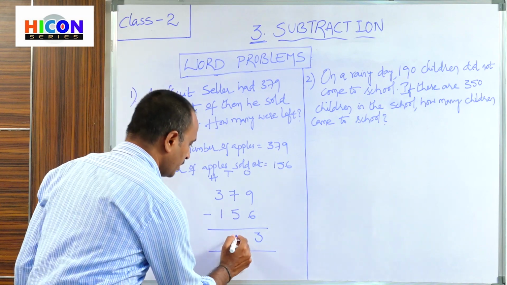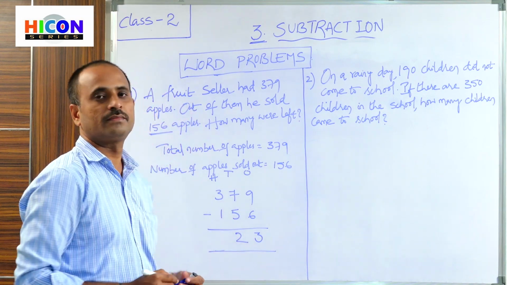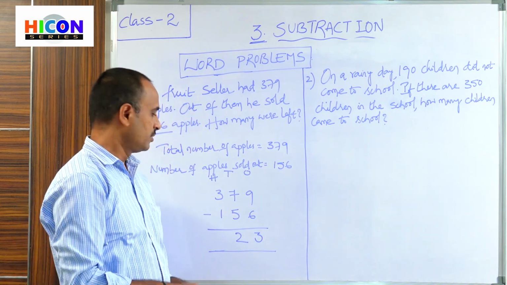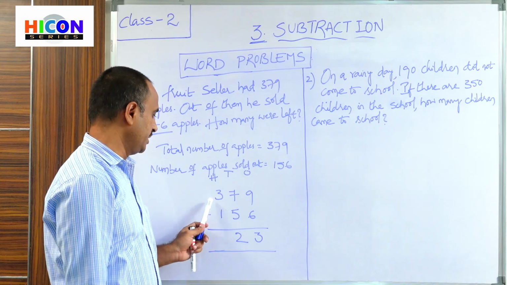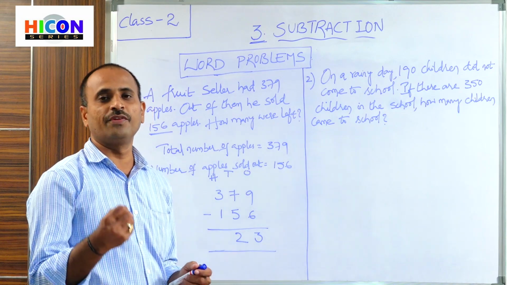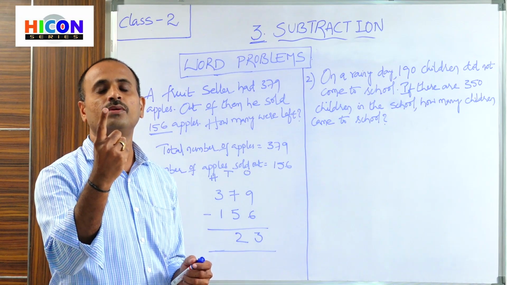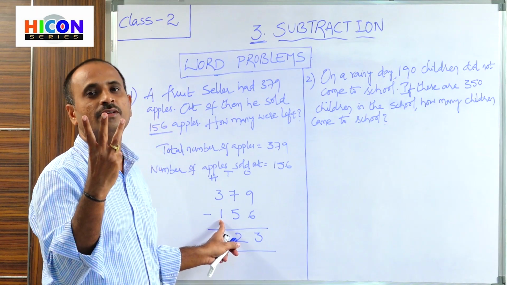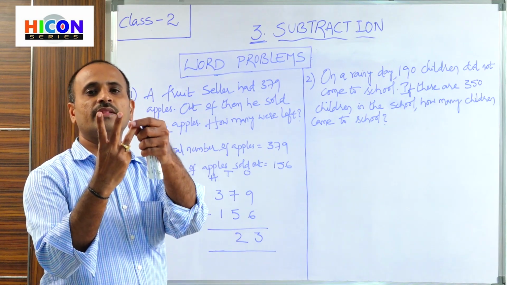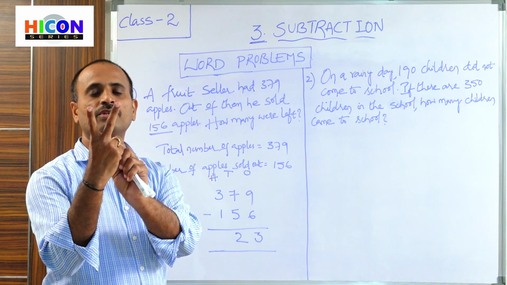So write 2 under tens place. Next go to hundreds place. So what are the digits present in the hundreds place? 3 and 1. So 3 is the first digit. So open 3 fingers of your hand. 1, 2, 3. So what is the second digit? 1 is the second digit. So close 1 finger among these 3 fingers. So I have closed 1 finger.